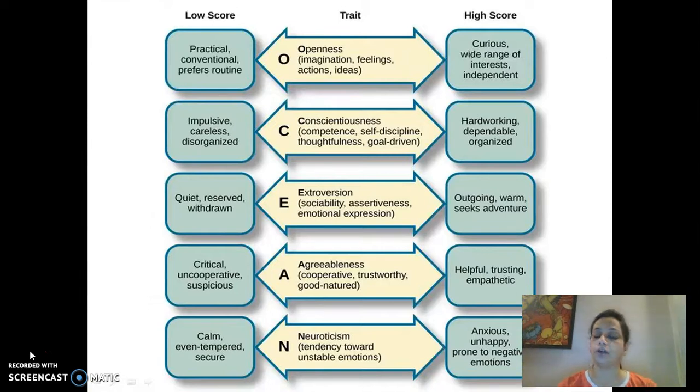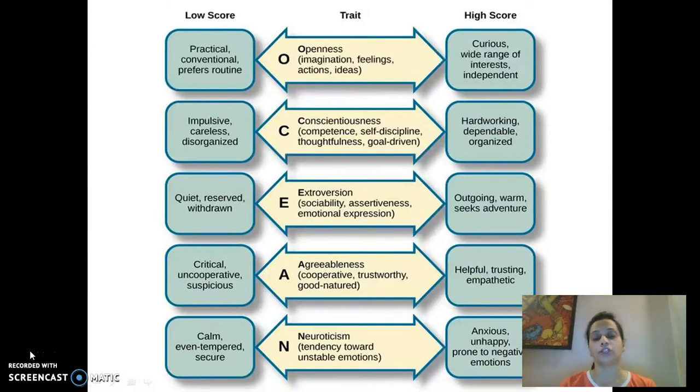The third one is extroversion. If you score low on this, it means that you're an introvert, so you're going to be quiet, you're going to be reserved, you're going to be withdrawn, you don't really like to make friends, you are not really very social. On the other hand, if you score high on this trait, it means that you're going to be warm, you're going to be outgoing, you're going to love making new friends, and you're going to seek adventure all the time. But at the same time, you're going to be very assertive and express your emotions without any reservations.